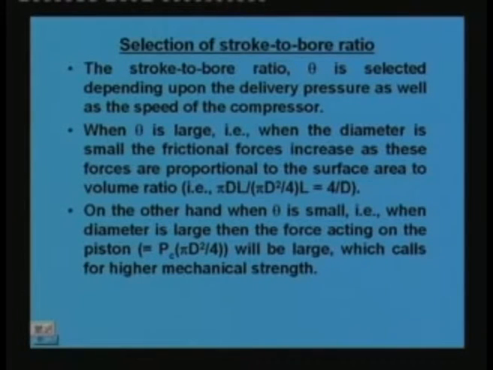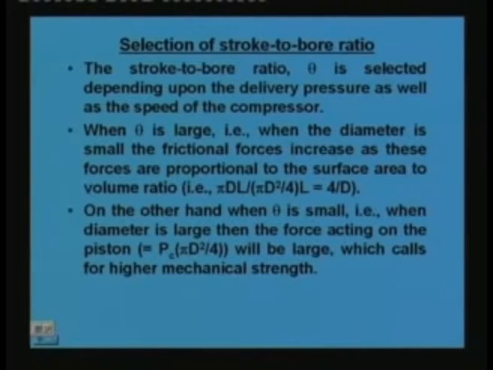So when the condensing pressure is very large and you also select a large d, you find that the force acting on the piston becomes very large. That means you have to design a very strong piston, connecting rod and all that. The mechanical strength requirement increases as the diameter increases, in fact as the square of the diameter. And this factor becomes very important when Pc is high.